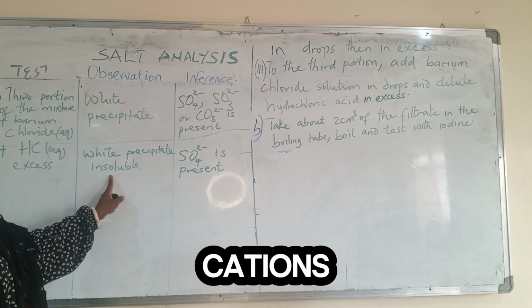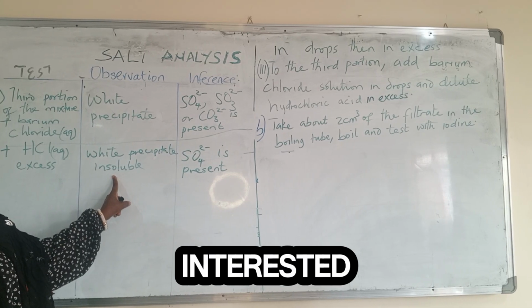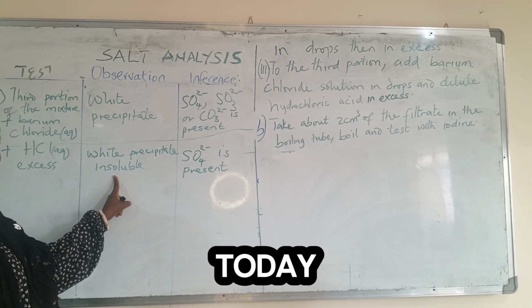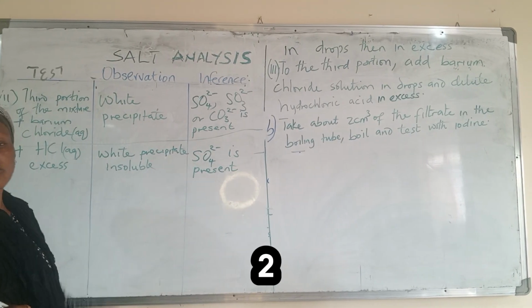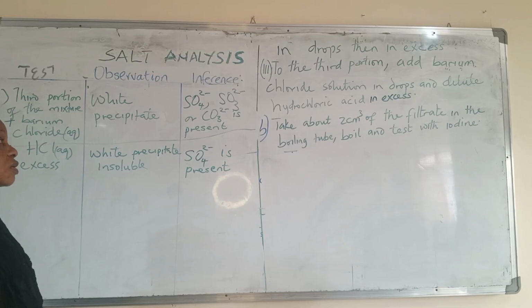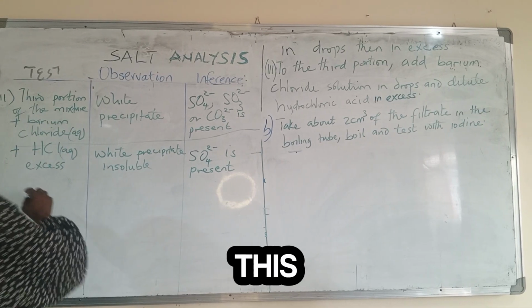Now, the cation we were interested in identifying today has been lead, and the anion is SO4 2-. We are done with our residue.